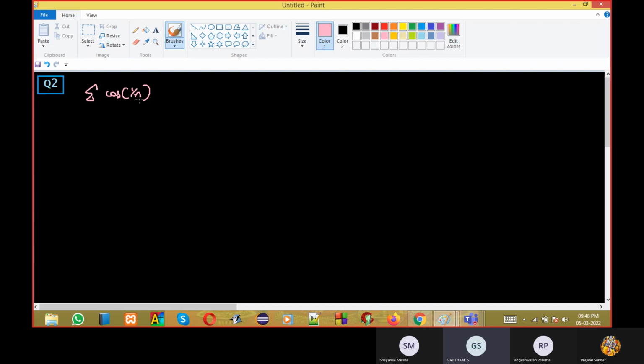Very simple, not difficult at all. Check the first condition. What is the limit as n tends to infinity? Is it oscillatory? At 0, cos 0 is 1, so it's definitely not convergent. Oscillatory, that's it. Okay.